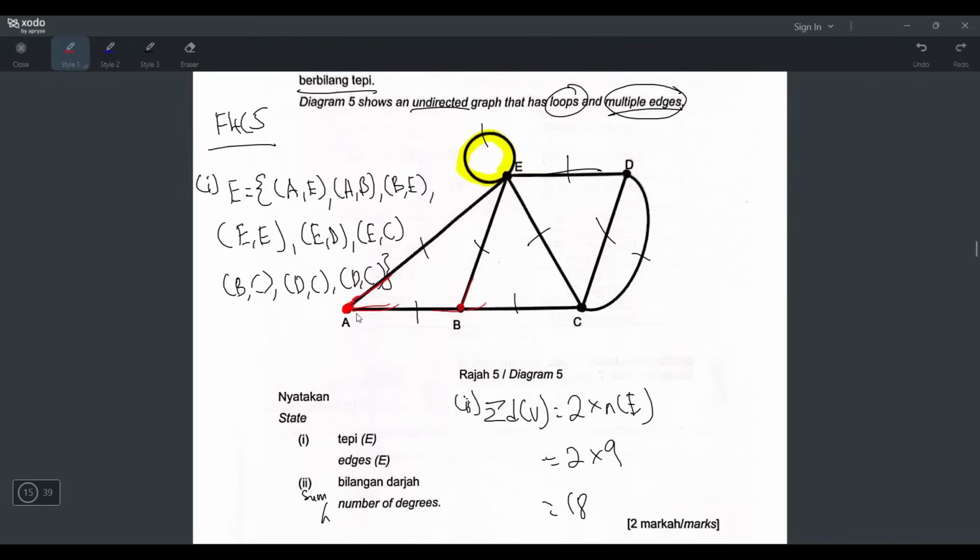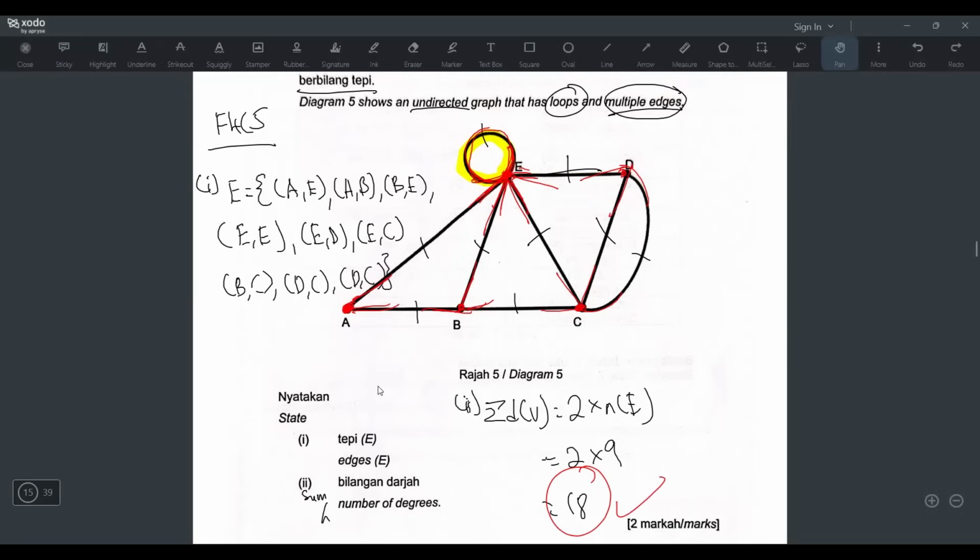So for A is 1, 2, and then 3, 4, 5 for B. And then for C is 6, 7, 8, 9. And then for D is 10, 11, 12. And then this is 13, 14, 15, 16, 17, 18. That's why the answer is 18. Okay. The loop, we actually count it as 2 degrees. 1, 2, 3, 4, 5. That's why for E, there will be 1, 2, 3, 4. And then the loop is 2 degrees. So it's like the loop is 2 and then 3, 4, 5, 6. And if you add all the degrees, you indeed get 18.